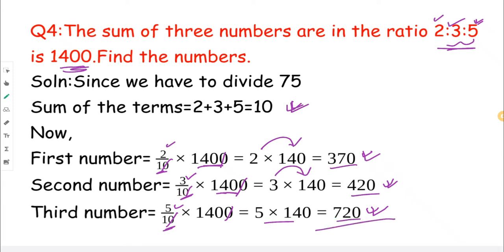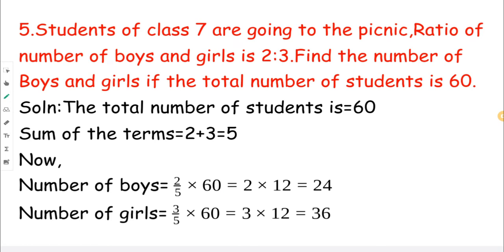All right, if you add all these 3 numbers, you should get 1,400. Clear? All right, let's do question number 5. Students of class 7 are going to the picnic. The ratio of the number of boys and girls is 2:5, which means the total number of parts that has been divided is 5 equal parts.